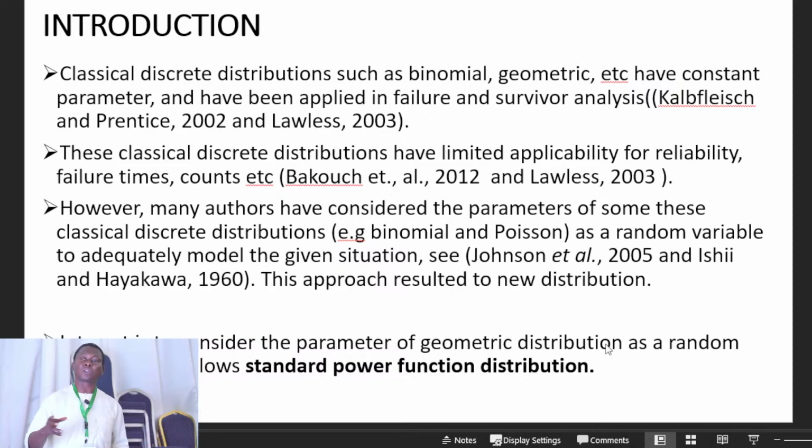Now, so many authors, researchers, have considered these circumstances. In the case of the binomial distribution, they consider the parameter of a binomial distribution to follow a beta distribution, and the parameter of a Poisson distribution to follow a gamma distribution. So in our own case, we are considering the geometric distribution, and we are trying to consider the parameter of the geometric distribution to follow a standard power distribution and see what we can obtain from that.